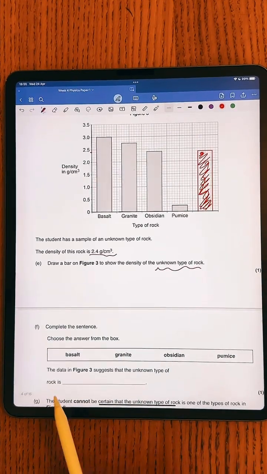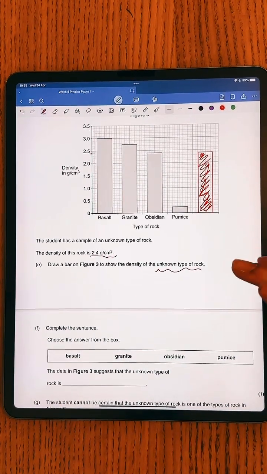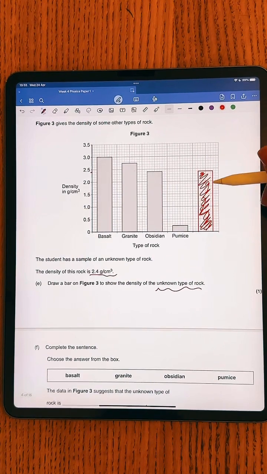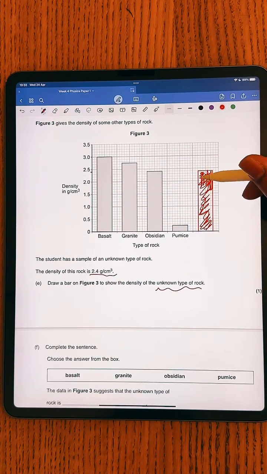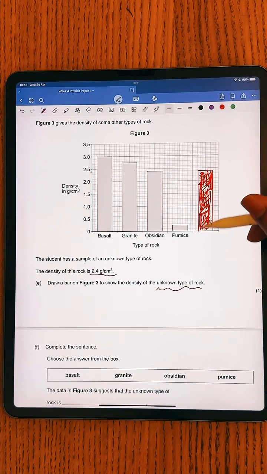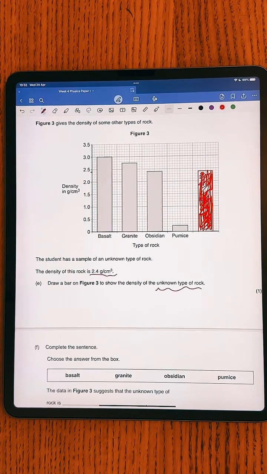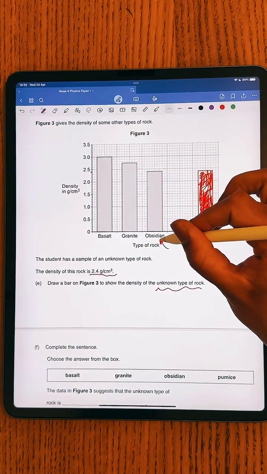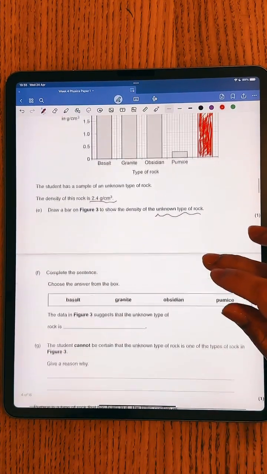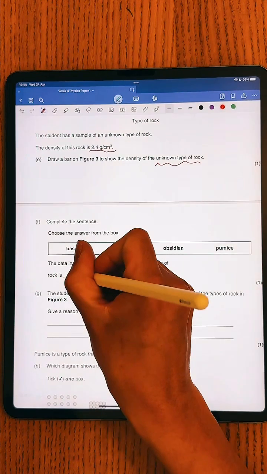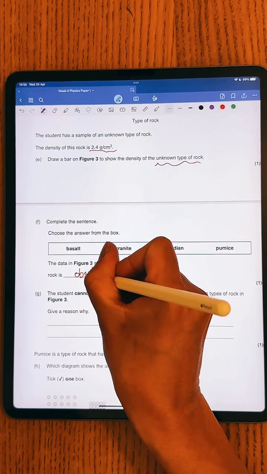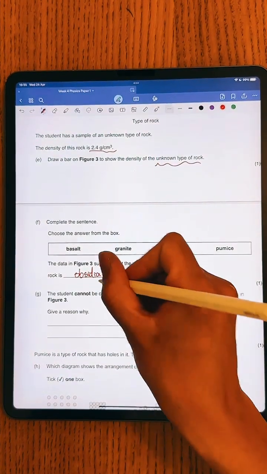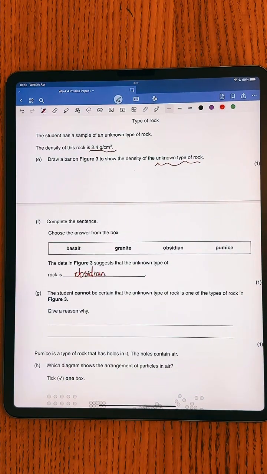Complete the sentence. The data in figure 3 suggests that the unknown type of rock is, what would you guys say that is then? Well, I'll shade this in a bit better. You'd say it's obsidian. Yep, exactly. It's the same level as obsidian. The answer is going to be obsidian. These first questions are a bit more straightforward. The harder questions will come at the end of the paper, guys. I always start off the papers quite easy. Well, hopefully it's easy for you guys when I explain it. So yeah, obsidian.